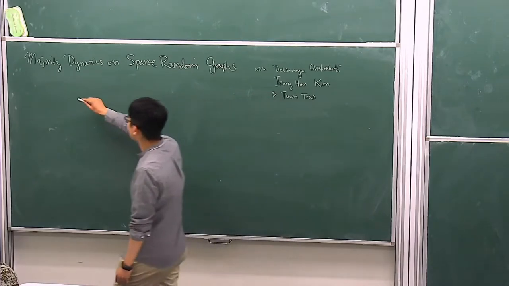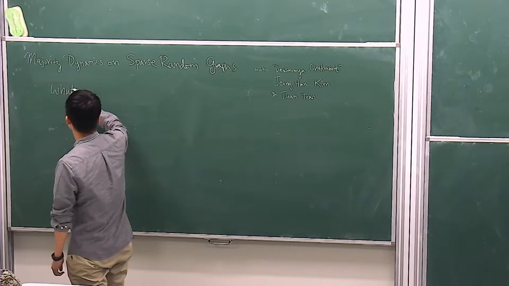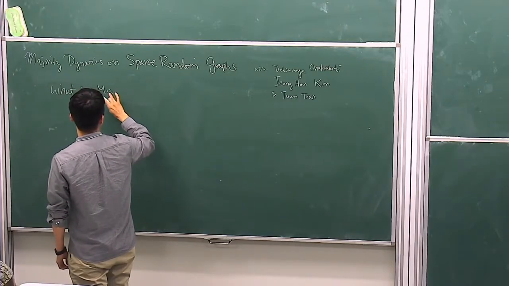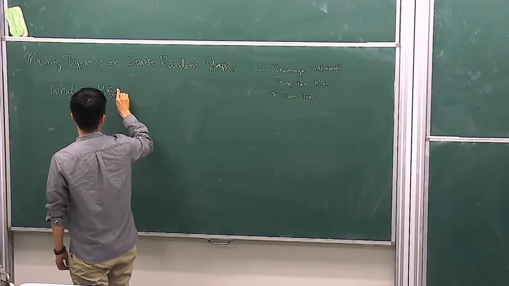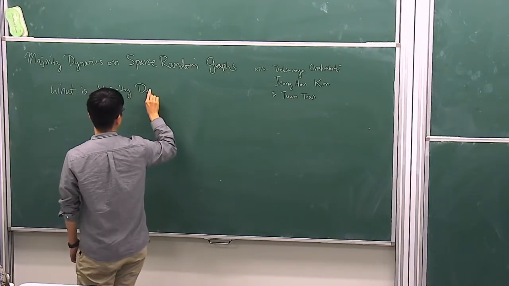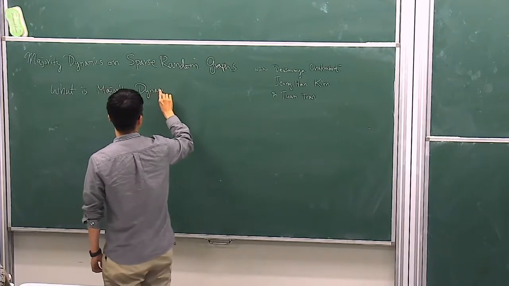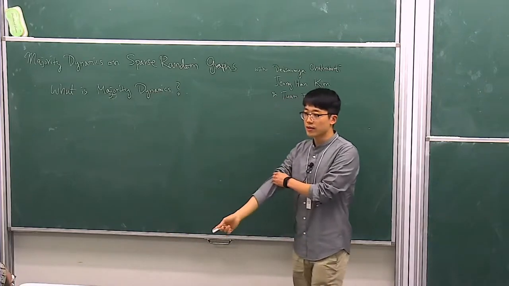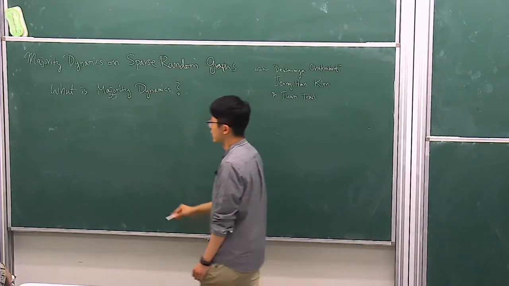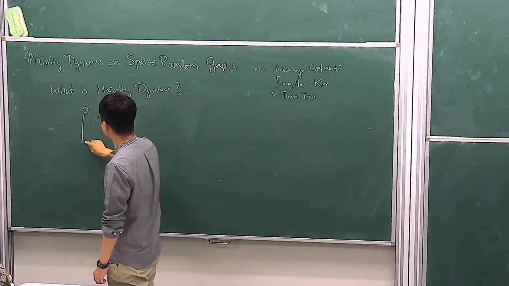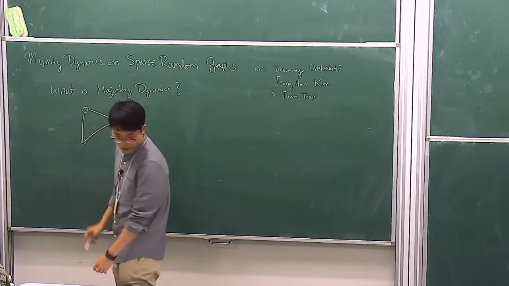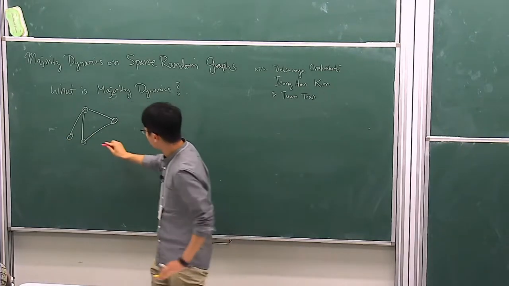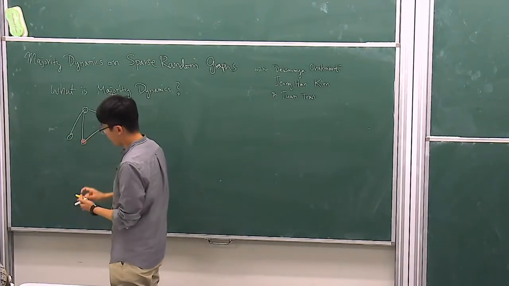Let me start by saying what majority dynamics is. It's a deterministic graph process. You just start with this graph, with red colors up here and yellow colors up here.